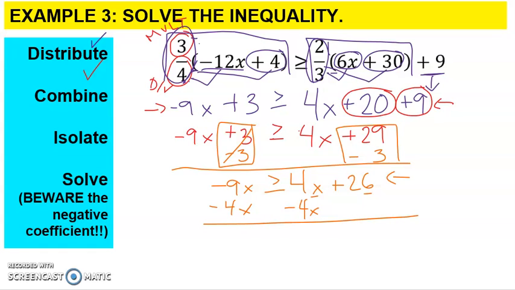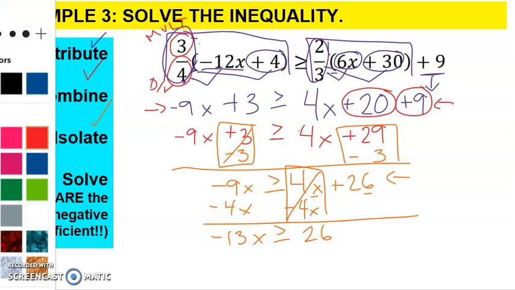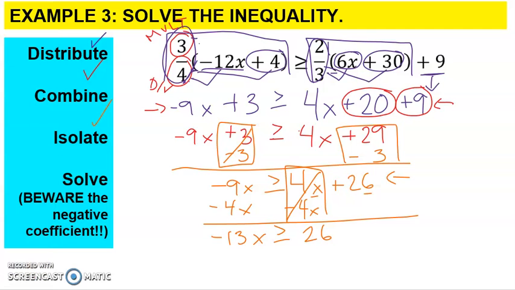Okay, so -9 minus 4 is -13x. Use your calculator and double check that math, guys. This zeroes out, so we're left with 26 on that side. Isolation done because variables are on one side, constants are on the other. All right, now, oh, alarm, alarm, alarm. Negative coefficient flips.